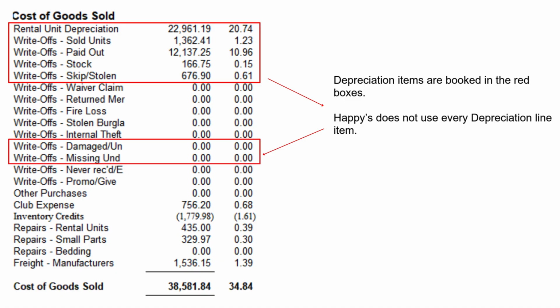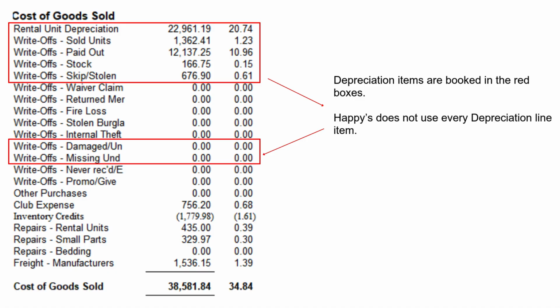This is typically the second largest line item on our cost of goods sold. Write-offs for stock are typically going to be a smaller line item. Write-offs for stock are going to be for any items that were removed via stock write-off. Write-offs for skip stolen are going to be for any items that were stolen by a customer. Write-offs for damaged or unrepairable are going to be for any items that were no longer rentable due to their condition. And write-offs for missing under audit are going to be for items that we couldn't find while performing an idle inventory. We would expect that to be zero.